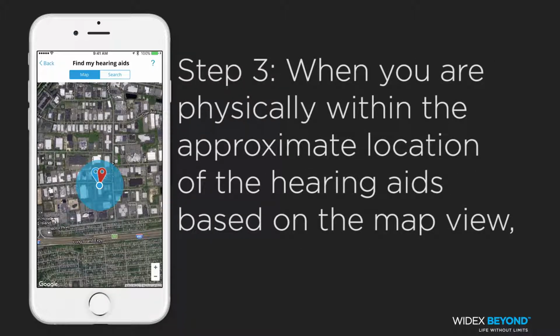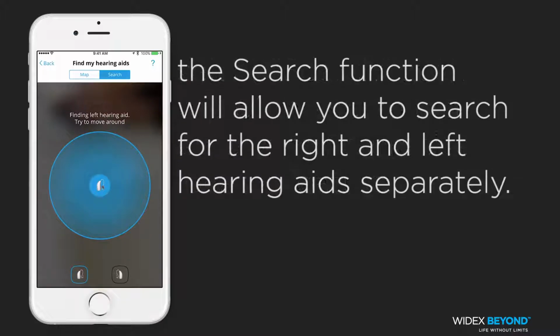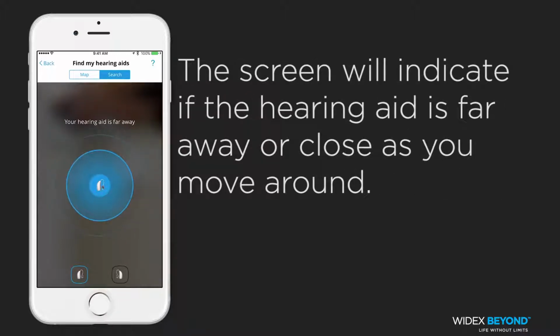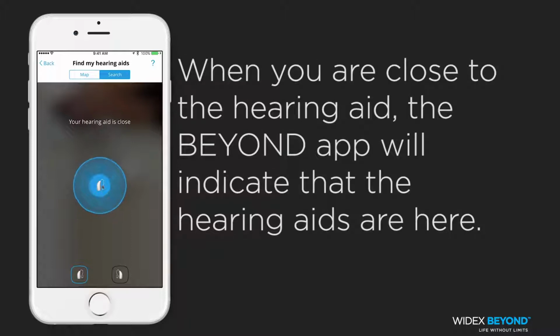Step 3. When you are physically within the approximate location of the hearing aids based on the map view, select Search at the top of the screen to enter a more precise locator feature. The search function will allow you to search for the right and left hearing aids separately. The screen will indicate if the hearing aid is far away or close as you move around. Please note, you must walk slowly during this process. When you are close to the hearing aid, the Beyond app will indicate that the hearing aids are here.